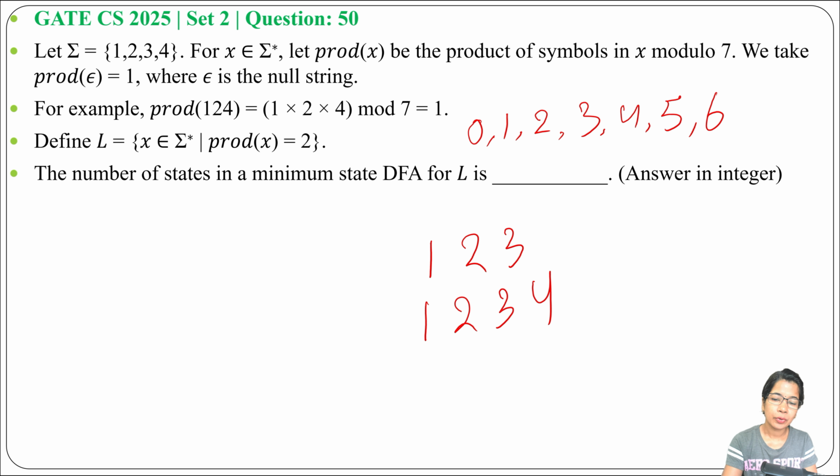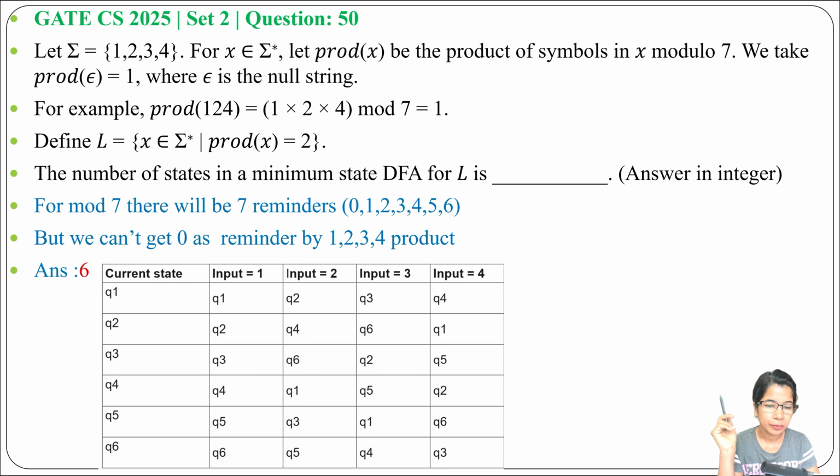So what we can do, we can remove this state 0 as there is no state having remainder 0. After removal of state 0, there are just 6 states, for remainders 1, 2, 3, 4, 5, 6. So the answer will be 6. Now let's create the transition table for this.